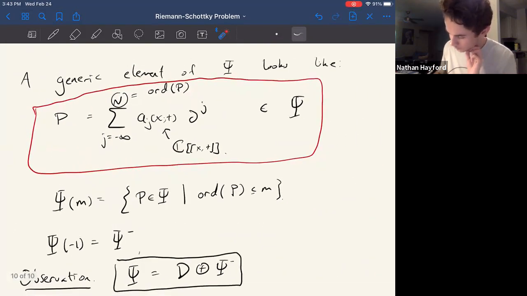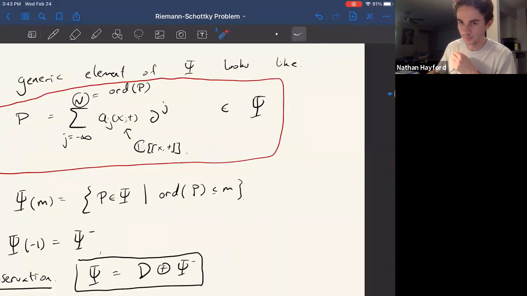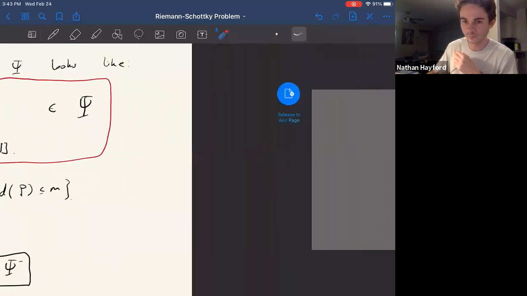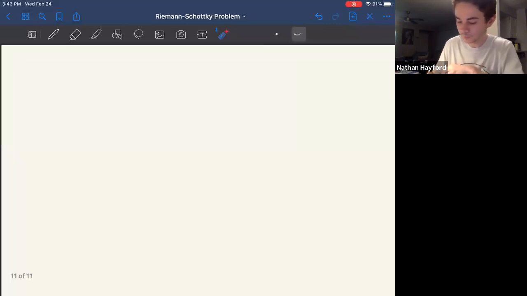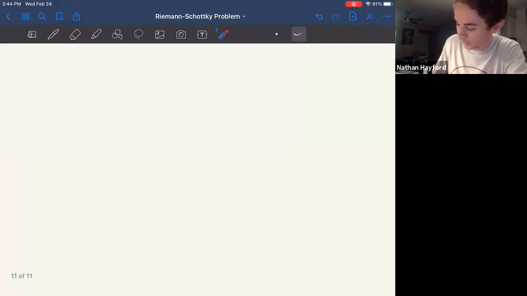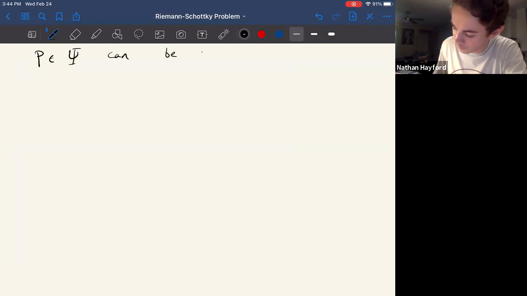So any questions about the definition I just gave, about the form or the decomposition of this space? I want to make the details clear so we can be clear later what we're talking about. So any questions about that? If not, then I'm going to go to the next page very slowly. Okay. So clearly from that decomposition, an element P in Psi can be decomposed into two parts.